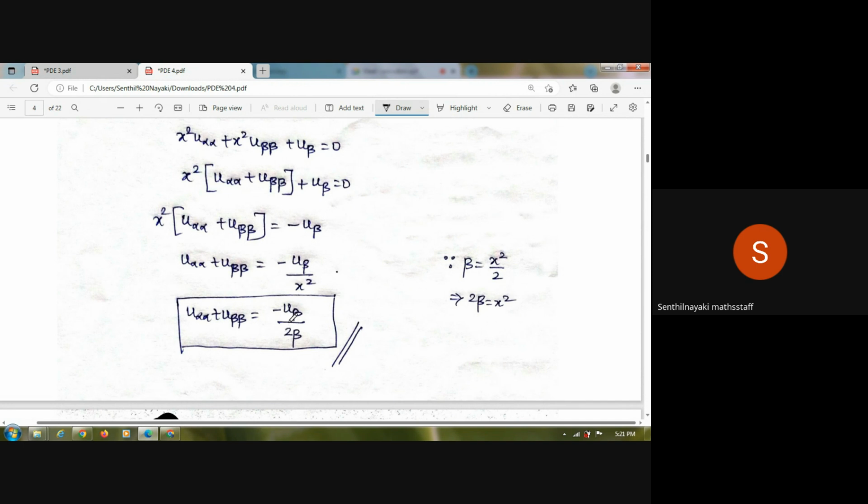Okay. Next we are going to discuss the last topic, that is the variable separable method for heat equation, wave equation and Laplace equation and related problems. We will discuss in the next session.